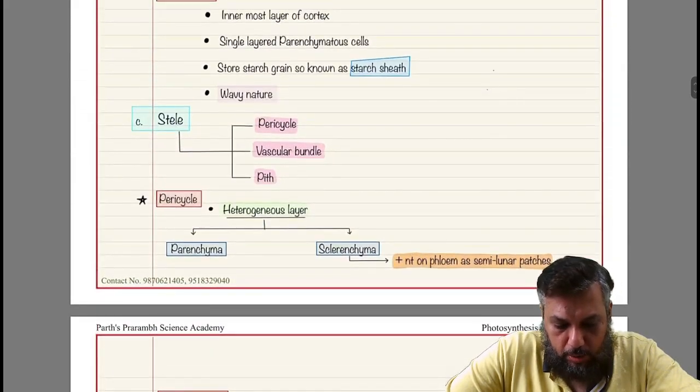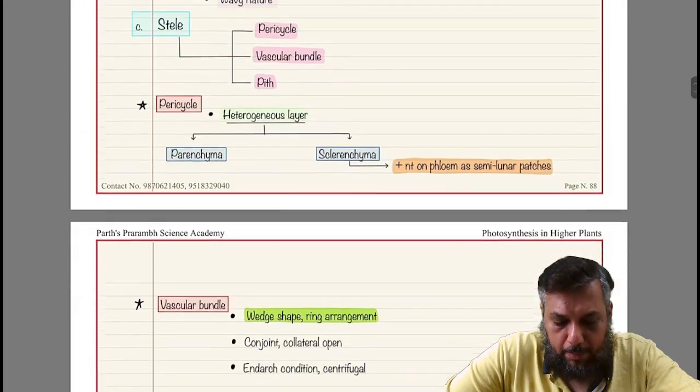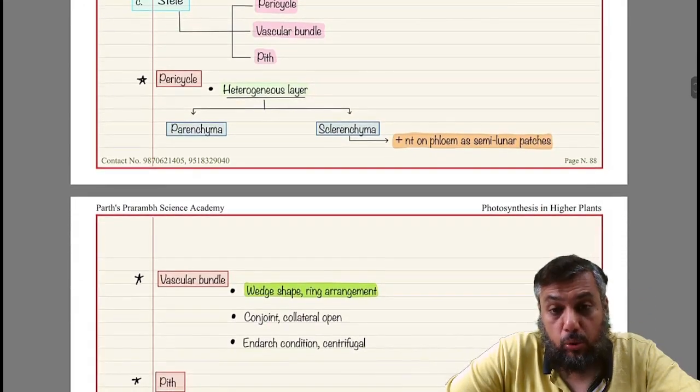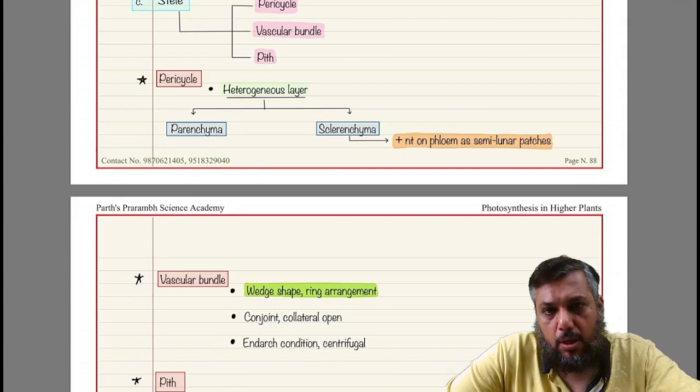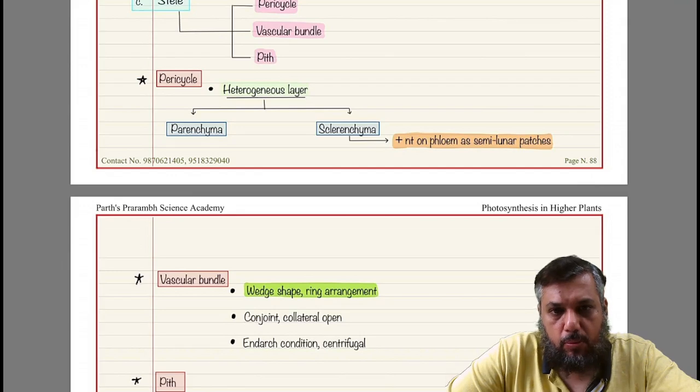Okay, the pericycle. After the endodermis, we'll have the stele, and here the stele includes the pericycle, vascular bundles, and the pith. The pericycle is a heterogeneous layer क्योंकि इसके पास दोनों टाइप के टिश्यू है, पैरेन्काइमा भी है और स्क्लेरेन्काइमा भी है. And the sclerenchyma is in the form of semilunar patches. Continuous नहीं होता, it is in the form of semilunar patches.